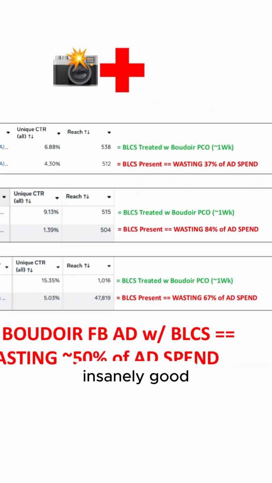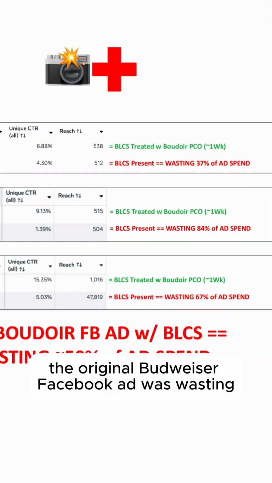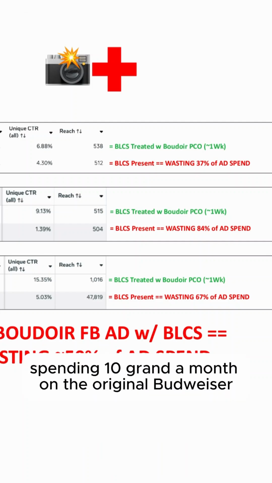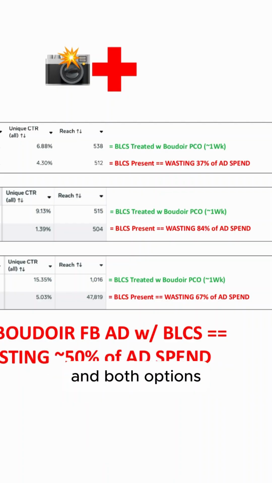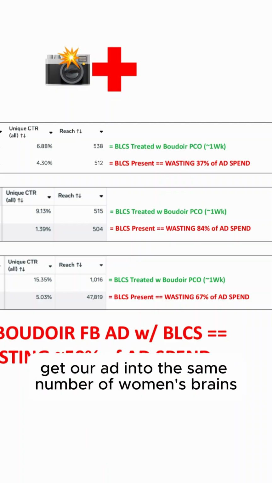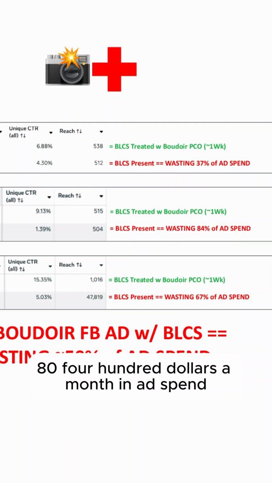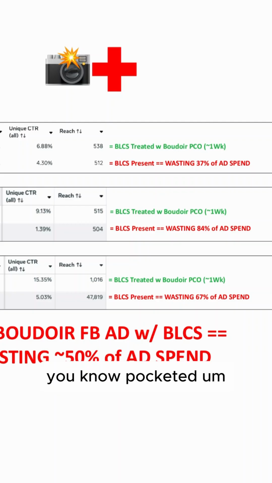Insanely good. We found out that the original Boudoir Facebook ad was wasting 84% of its ad spend. So again, if they're spending 10 grand a month on the original Boudoir Facebook ad, now all we have to do is spend 1,600 bucks a month on the Boudoir Pico treated ad, and both options get our ad into the same number of women's brains. So we can eliminate that wasted $8,400 a month in ad spend and pocket that. It's literally like 100 grand pocketed.